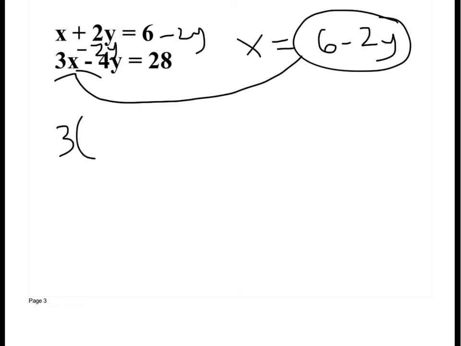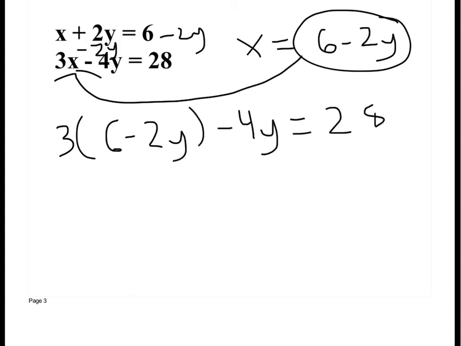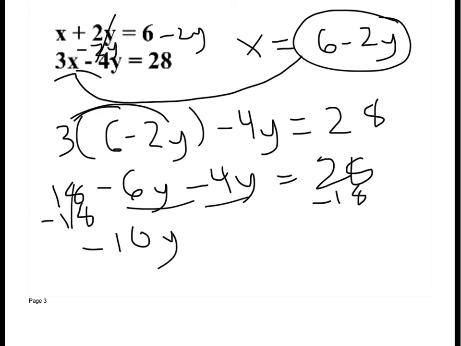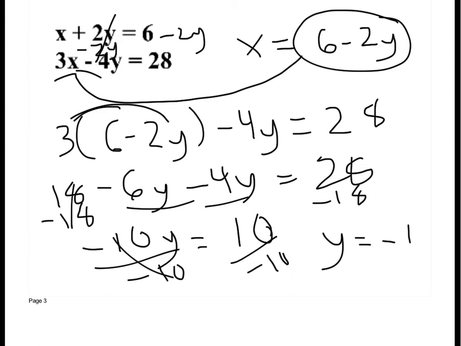So 3 times 6 minus 2y, minus 4y equals 28. First step, distribute 3. 18 minus 6y minus 4y is equal to 28. I combine like terms, I get negative 10y. I'm also going to subtract 18 from both sides. So I get negative 10y equals 10. I divide both sides by negative 10. y equals negative 1. What I do is I take that and plug it into either this equation or this one. Which one do you want to do?